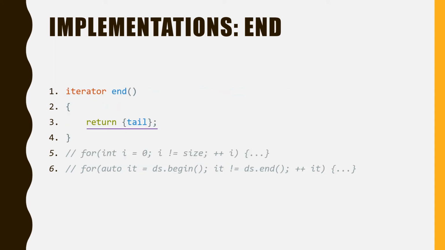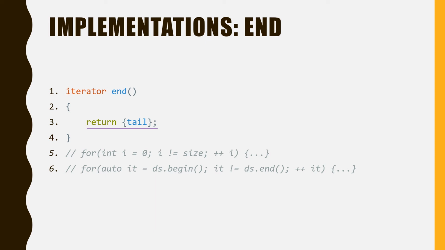For the end operation, we are actually returning the tail node that does not store any data element. We can see that from line 3 of the code. You may be wondering why the begin operation returns an iterator pointing to actual data element, but the end operation returns an iterator pointing to a sentinel node. The reason is, if we do that, we will be able to use iterators to write for loops in the same fashion as for loops written with index.